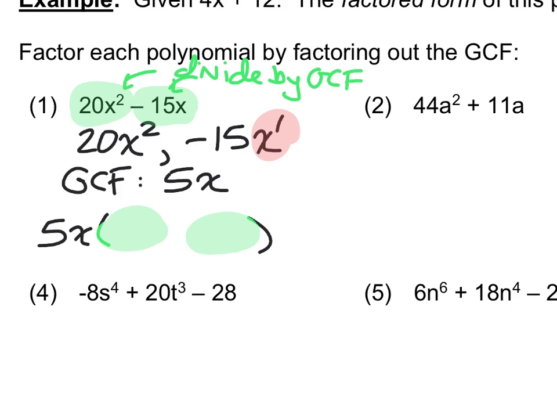I'm going to divide by the GCF. All right, so what's 20x squared divided by 5x? 4x. What's negative 15x divided by 5x? Negative 3. All right. So you could check by distributing, but I'm going to show you a different way.